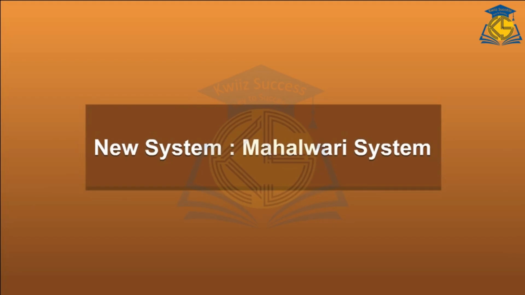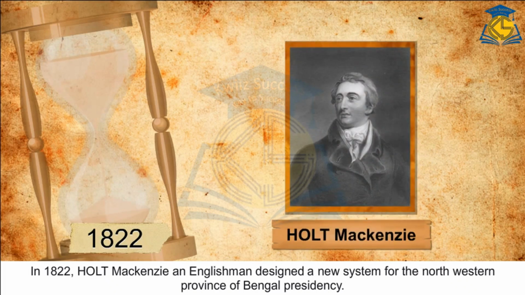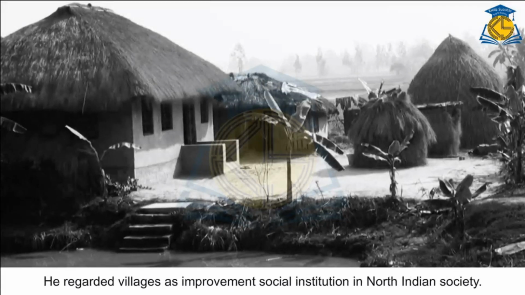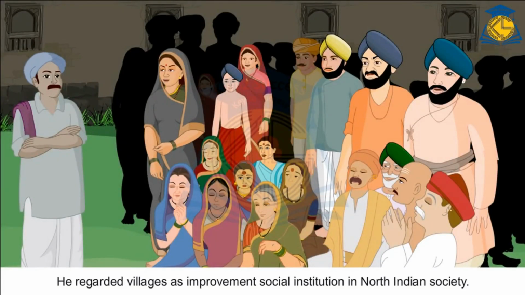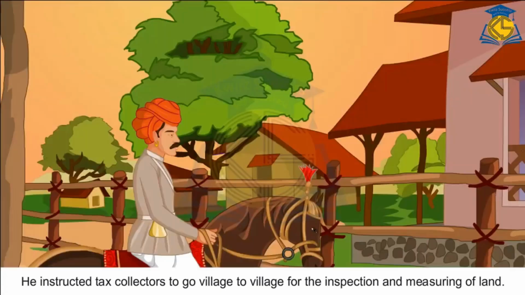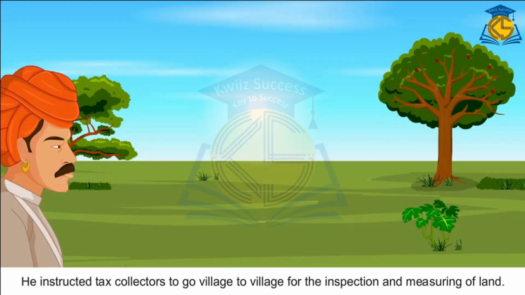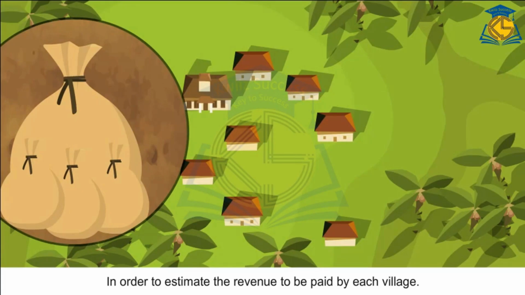New system, Mahalwari system. In 1822, Holt Mackenzie, an Englishman, designed a new system for the north-western provinces of the Bengal Presidency. He regarded villages as an important social institution in North Indian society. He instructed tax collectors to go village to village for the inspection and measuring of land, in order to estimate the revenue to be paid by each village.